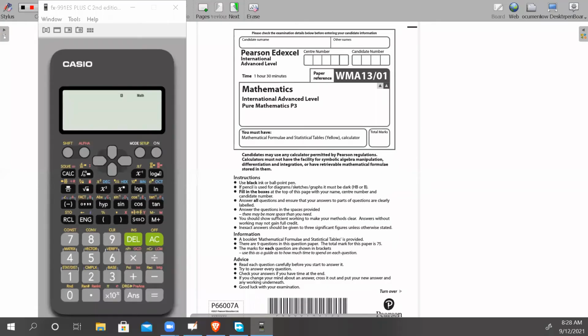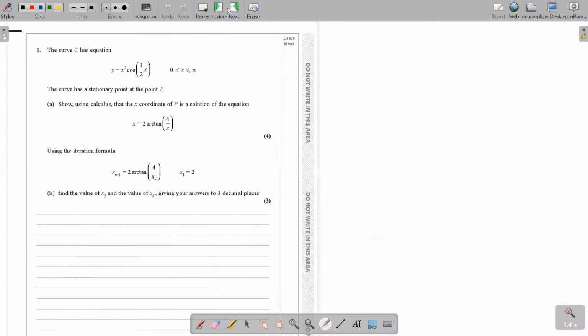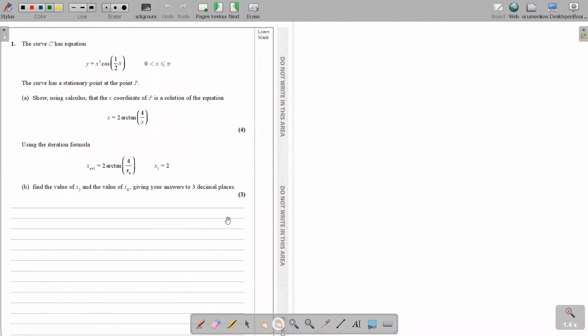Hi everyone. So today we will be discussing the IAL Pure Mathematics P3 paper, the June 2021 paper actually. Okay, so let's start off with the first question.